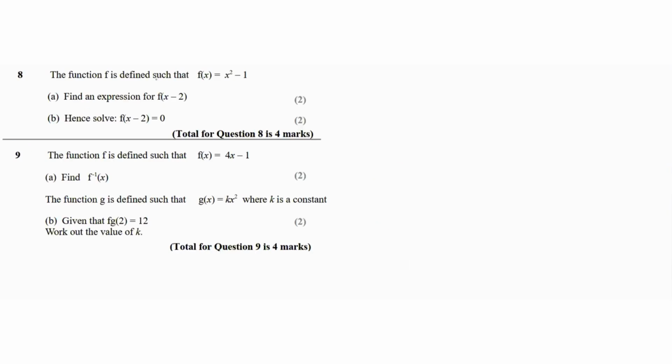In question 8, it says that the function is defined such that f of x equals x squared minus 1. Find an expression of f of x minus 2. So originally, the function f of x has a domain of x, which gives us the expression x squared minus 1. So to find the function for f of x minus 2, we're going to replace x with x minus 2. So that's going to be x minus 2 whole square minus 1.